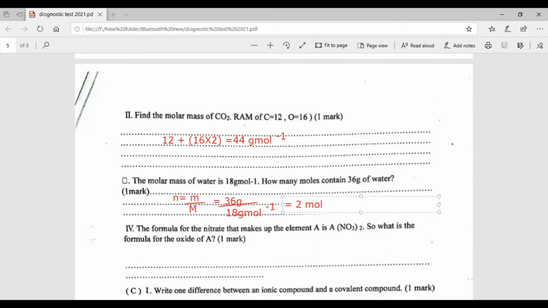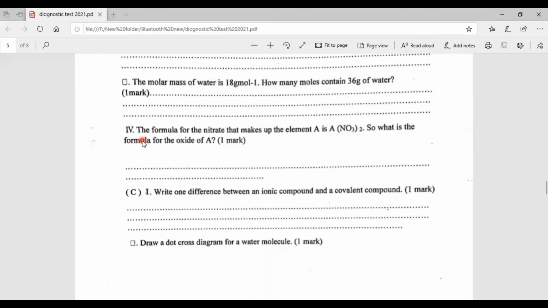Answer is 2 moles. Question number 4. The formula of the nitrate that makes up the element A is A(NO3)2. So what is the formula of the oxide of A? Formula of the oxide of A.